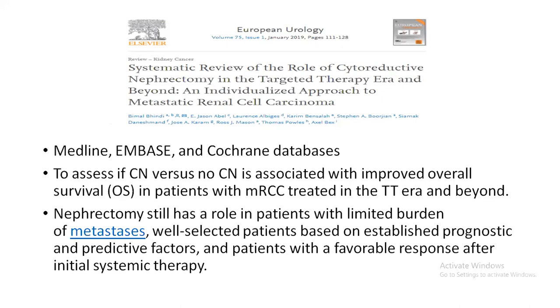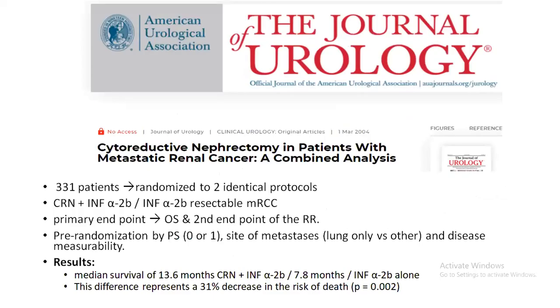And also by looking at other factors, those are usually the patients who are candidates for going for cytoreductive surgery. You can look at another article, published in the Journal of Urology in 2004, on cytoreductive surgery in patients with metastatic RCC. They basically divided 331 patients into two identical protocols: cytoreductive nephrectomy plus interferon, and interferon alpha only. For the patients treated with systemic therapy only, the primary endpoint was overall survival, and the second endpoint was the response rate. Pre-randomization, they looked at the performance status of the patient, the site of metastases, and the disease measurability.